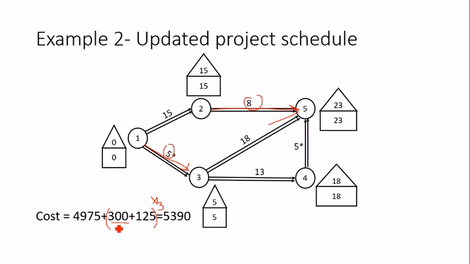So here this number 300 plus 125 needs to be multiplied with 3 because the compression is of 3 days. From 26 days we have come to 23 days. So you just check that and update the cost accordingly.